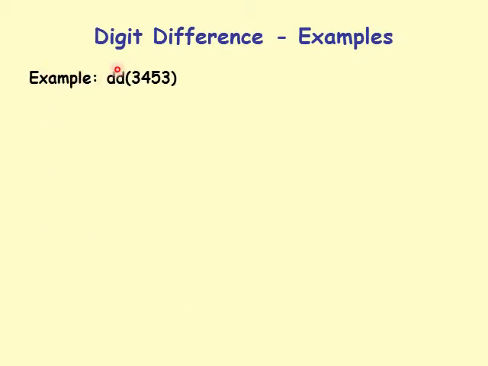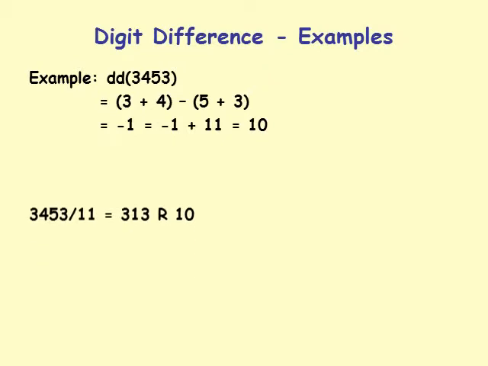Example: compute the digit difference of 3453. So 3 is A0 and A2 is 4, so 3 plus 4, minus A1 and A3, which are 5 and 3. So 3 plus 4 is 7, minus 5 plus 3 which is 8. So it's 7 minus 8, which is minus 1. Then we can add the period to it: minus 1 plus 11 is 10. So the digit difference of 3453 is 10. We did not have to redo the digit difference of 10 because we have a reasonable number between 0 and 10.